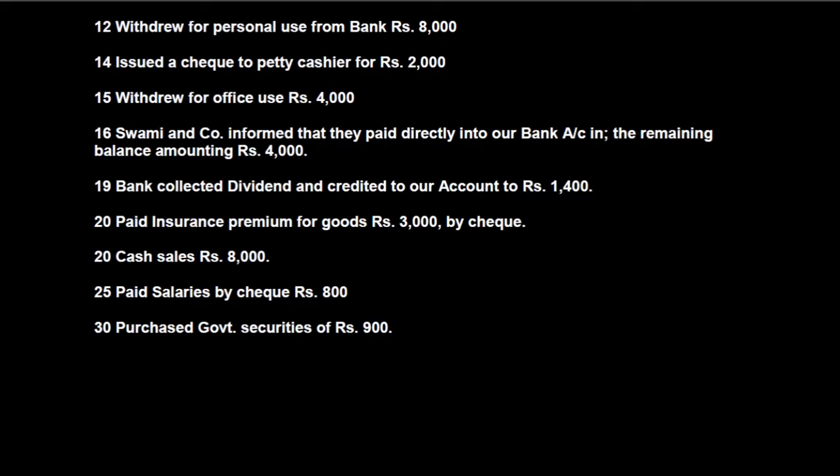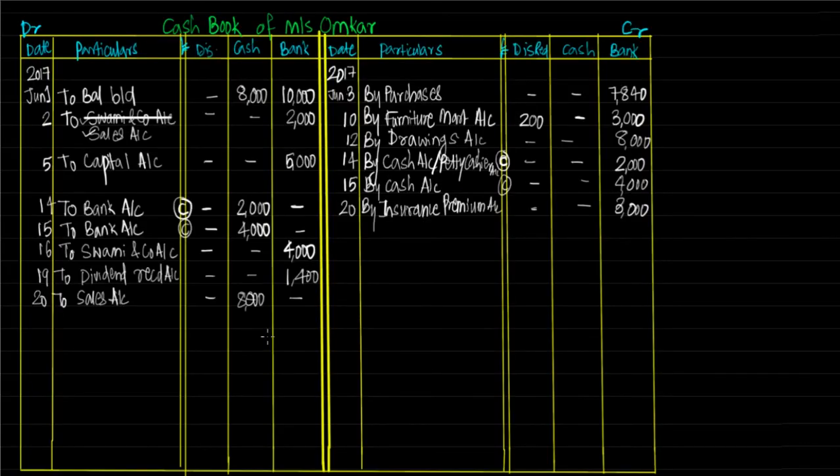On 25th of June, paid salaries by check rupees 800. Salary is expense for us, so nominal account rule says debit all expenses. We are debiting salaries account and the payment is by check, so that's why it would come in the credit side of cash book, rupees 800.